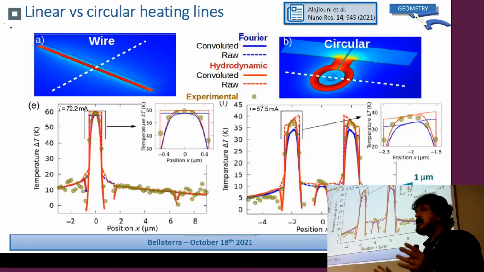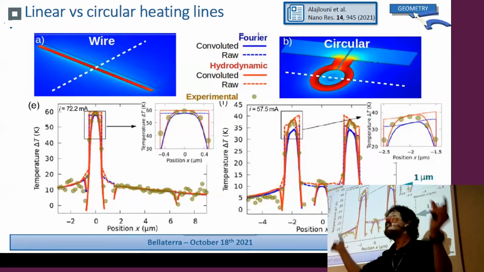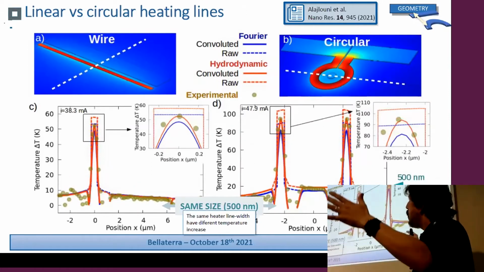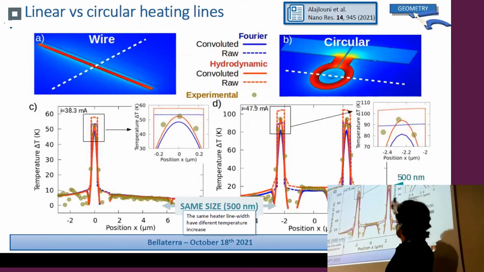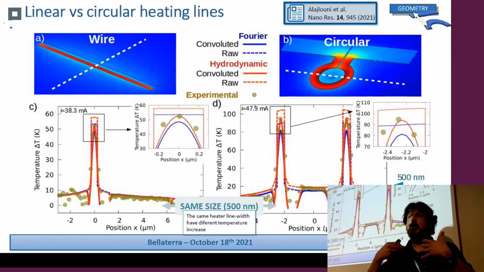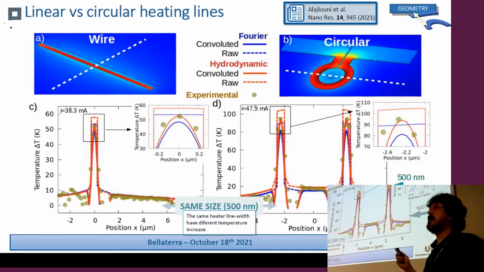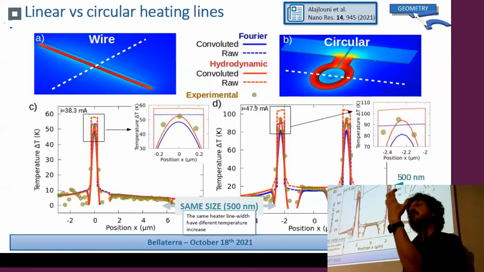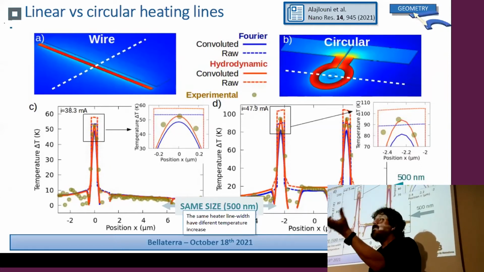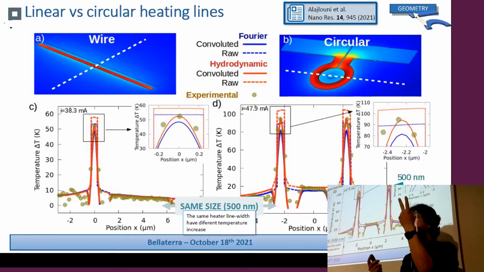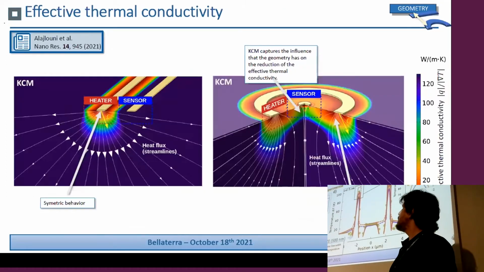So look at this. The size of the metal line is the same. We have only curved the metal line, and we obtain a different result from one structure to the other. And as you get smaller and smaller, you get a higher and higher difference between the linear and the circular. So from our point of view, this can be explained by, obviously the red is KCM. KCM is capturing the effect of the geometry, not just the size, but the geometry. So we can get the two scales in the same equation.